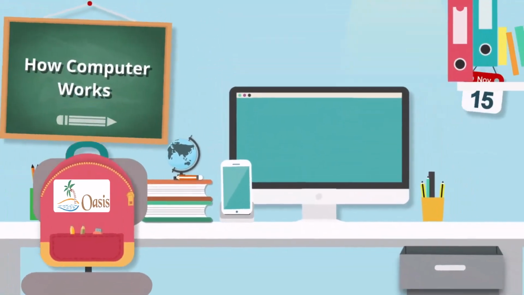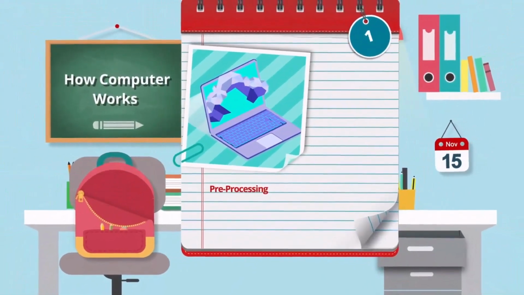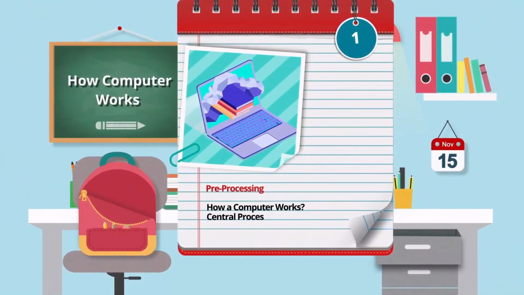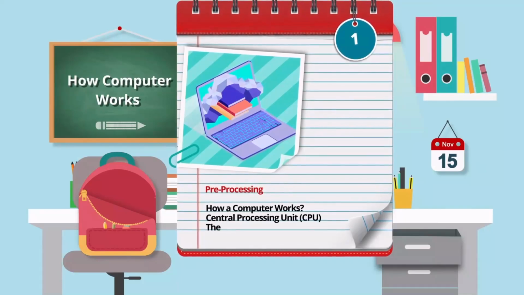Chapter 1. How a computer works. Pre-processing. How a computer works. Central Processing Unit, CPU. The IPO cycle.